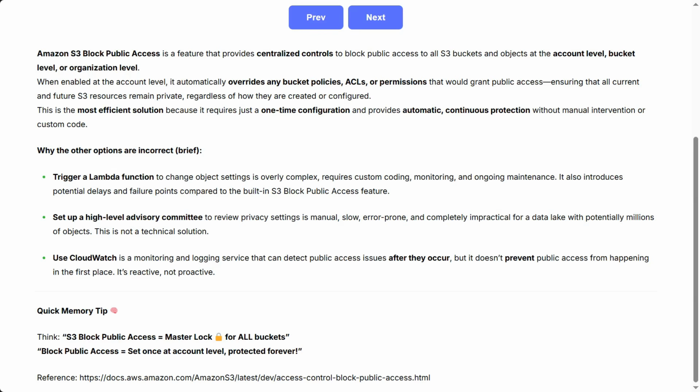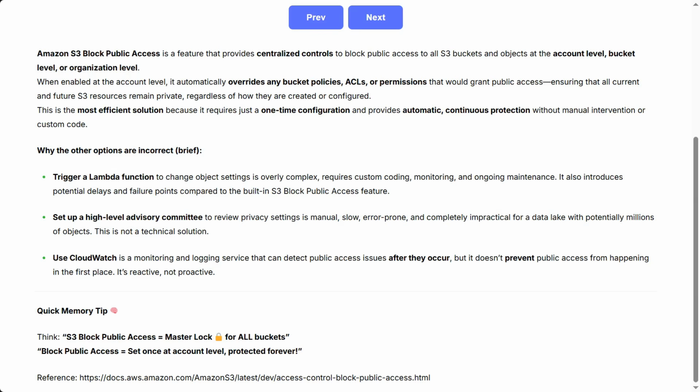This is the most efficient solution because it requires just a one-time configuration and provides automatic, continuous protection without manual intervention or custom code. Why the other options are incorrect. Brief. Trigger a Lambda function to change object settings is overly complex, requires custom coding, monitoring, and ongoing maintenance. It also introduces potential delays and failure points compared to the built-in S3 block public access feature.